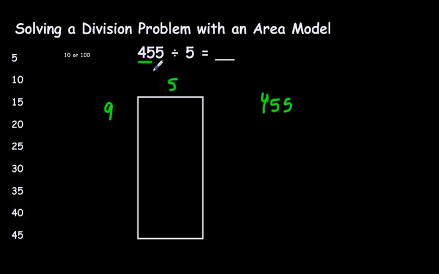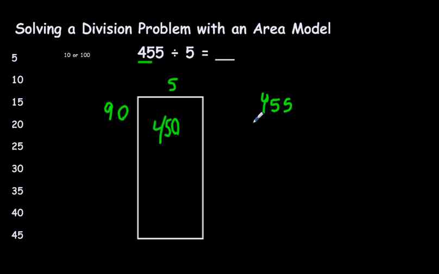Now I need something to cover this. So I know if I put a 0 here, instead of 45, it is going to make it 450. Sorry, I wrote that backwards, but 450. Now remember, when we're multiplying, if one of our factors has a 0, there will be a 0 in our product. So 5 times 90 is 450.